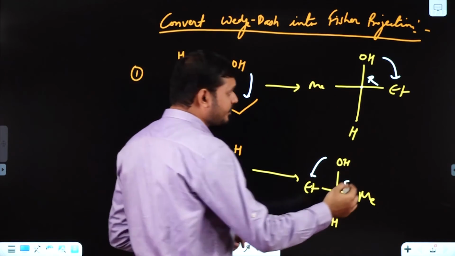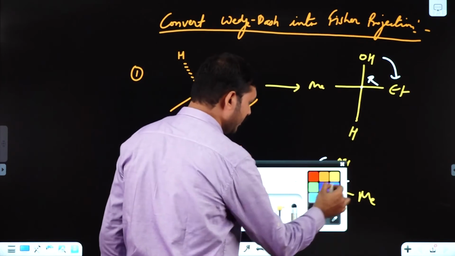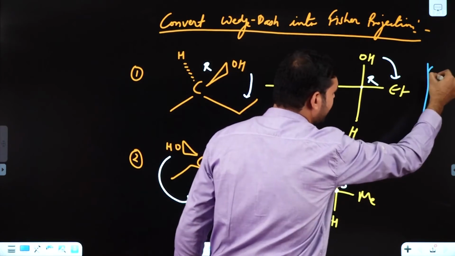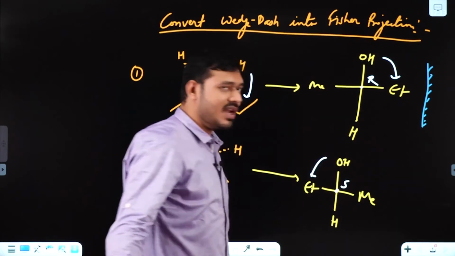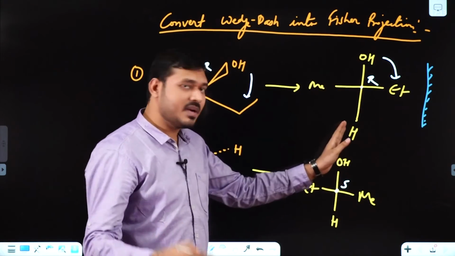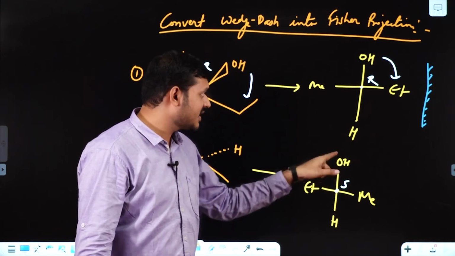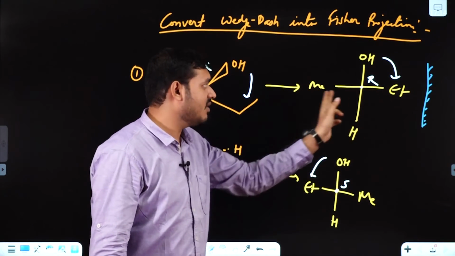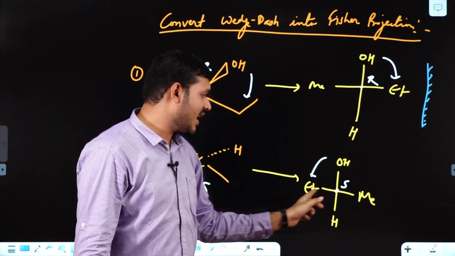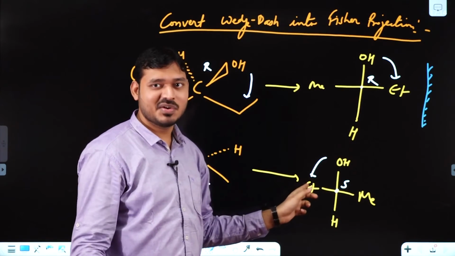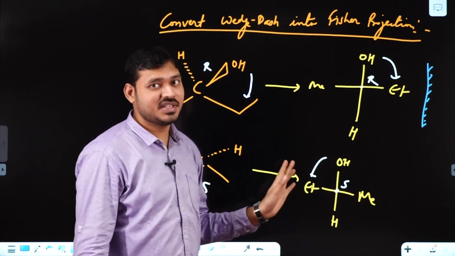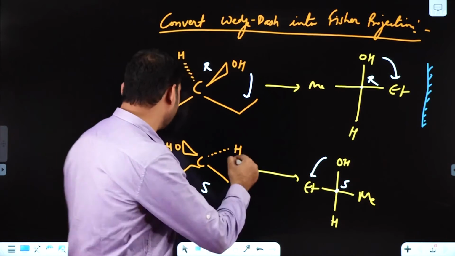See, if I place a mirror here, what will happen? OH and H will remain the same. See, OH and H remain the same. This methyl and ethyl will be interconverted. You can see ethyl and methyl are interconverted. So they are enantiomers of each other. Clear? Relation between 1 and 2.